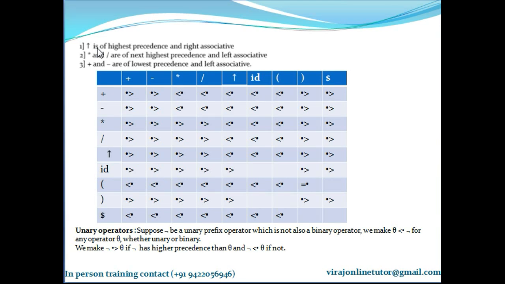Simple rule. Similarly, multiply has higher precedence than plus and minus. So make asterisk higher than plus and minus, and minus is less than asterisk, and plus is less than asterisk. Similarly, division has higher precedence over plus and minus. So mark here, division is greater than plus, division is greater than minus, plus is less than division, and minus is less than division. So using that rule number 1, you will get many of the markings over here.